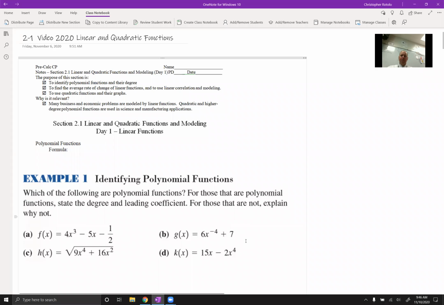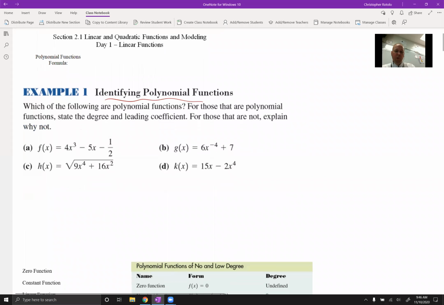All right, guys, let's see how this goes. We're going to deal with some linear and quadratic functions. So first thing we're going to do is just identify those functions based on what we're given here.